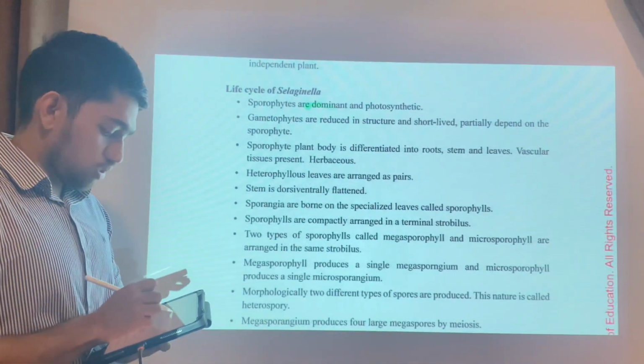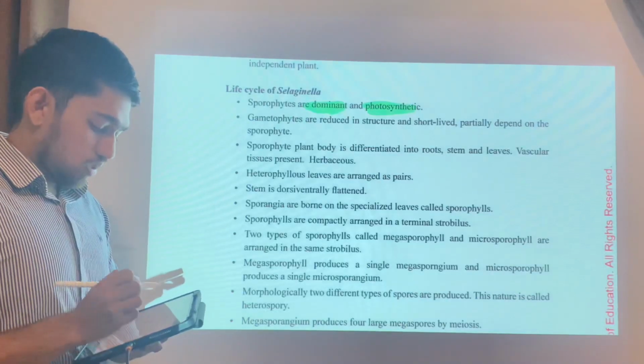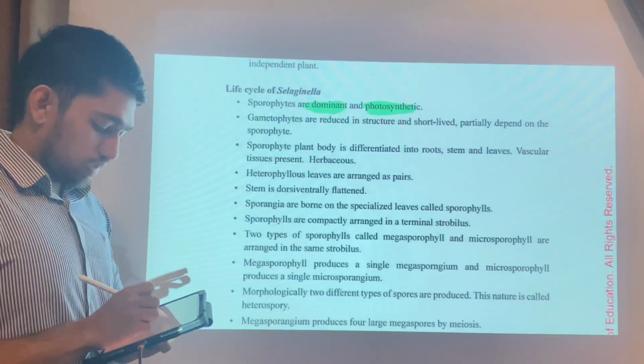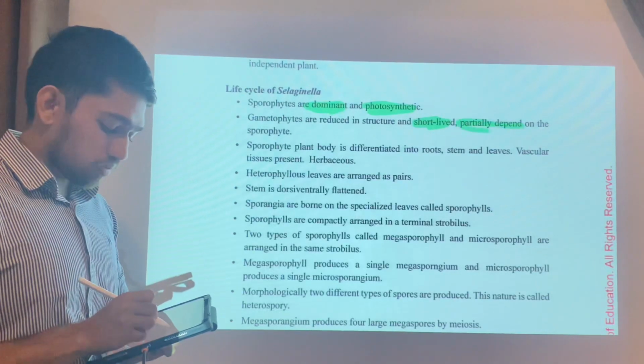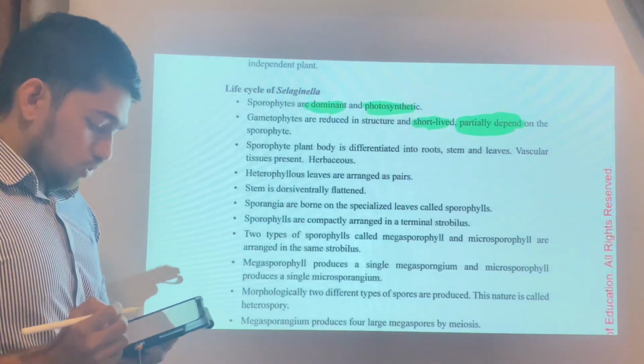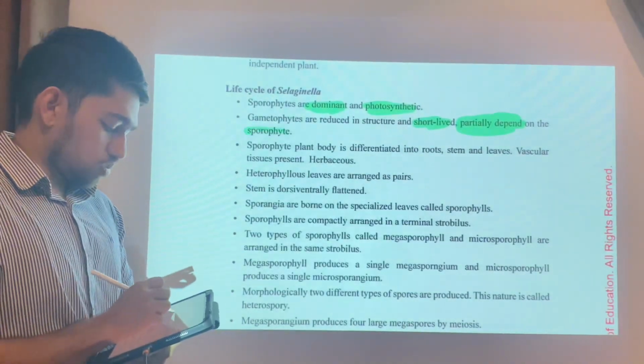Sporophyte is the dominant generation and they are photosynthetic, right? Because they are independent. Gametophytes are reduced in structure and short-lived. Partially dependent, very, very important. How is it partially dependent? We'll see soon. Right? Partially dependent on the sporophyte.